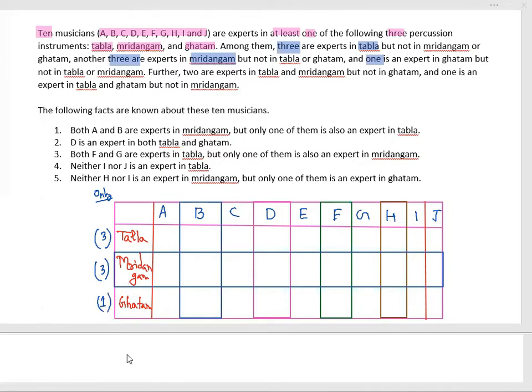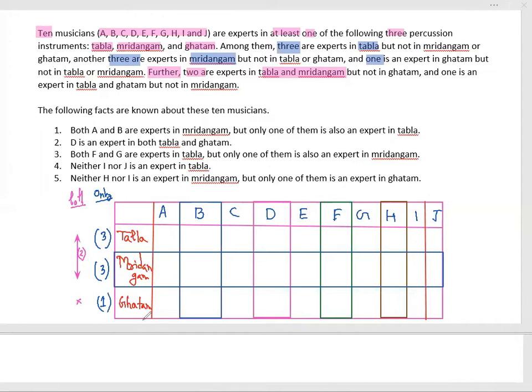After that, next information it has mentioned. Further, 2 are experts in tabla and mridangam, but not in ghatam. If you take tabla and mridangam together, it would be 2, both of them. But it is not ghatam at that time.